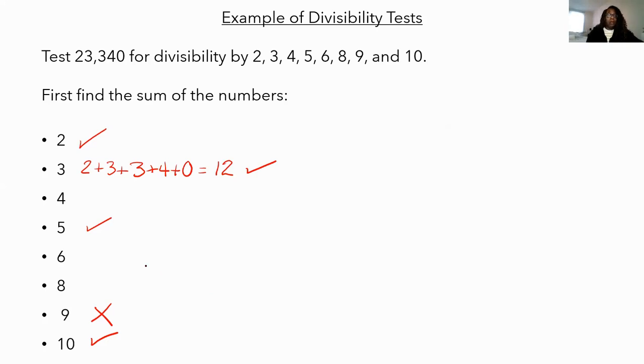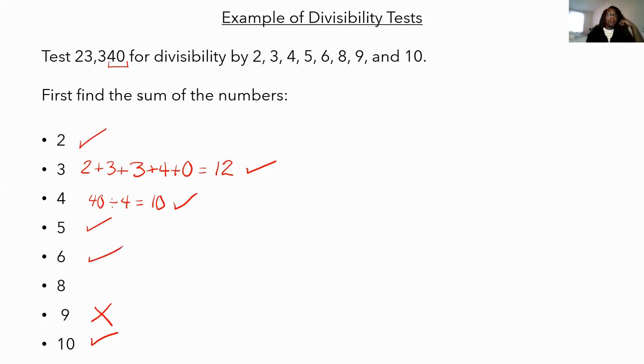Then I'm looking at 4. So remember, for the 4s, I'm going to look at my last 2 digits, which is 40. So is 40 divisible by 4? Yes, it is, because it gives me 10. Boom, that works. So if I want to do 6, remember, in order for it to be divisible by 6, it has to satisfy the properties of divisibility of 2 and divisibility of 3. When I look at 2 and I look at 3, and both checked out, guess what? 6 is on the board too, all right?